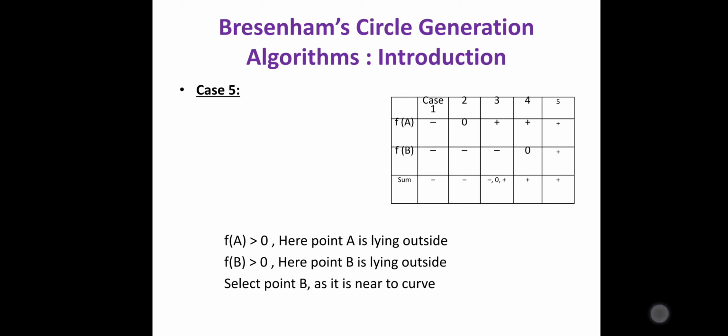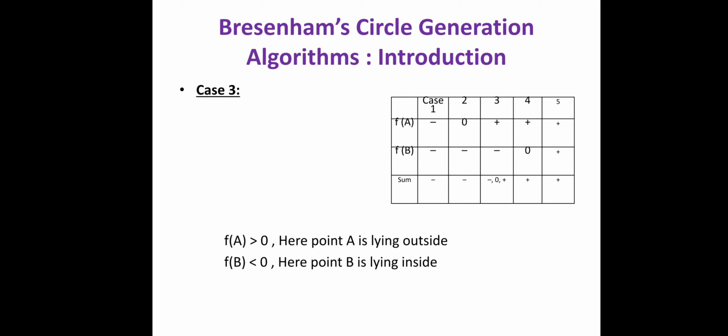Then next is case number 5, in which both points are outside, that is, f of a is greater than 0 and f of b is also greater than 0. That means a and b are lying outside. So which point am I going to select? Same as case 1, I will select the point which is nearer to the curve. Point B is very near to the curve, or circumference of the circle, so I will select point B. So these are all the cases: case 1, 2, 4 and 5.